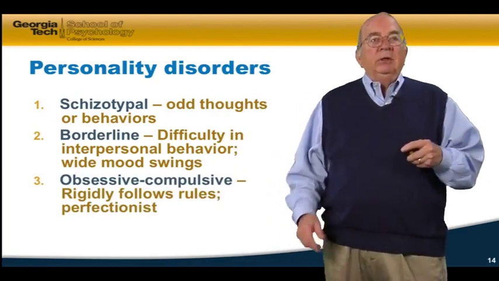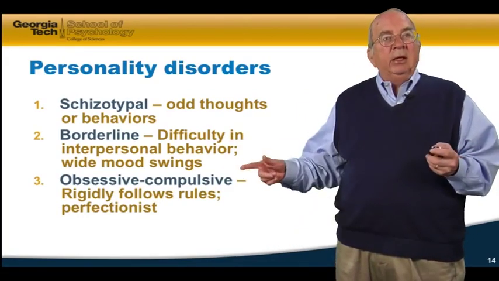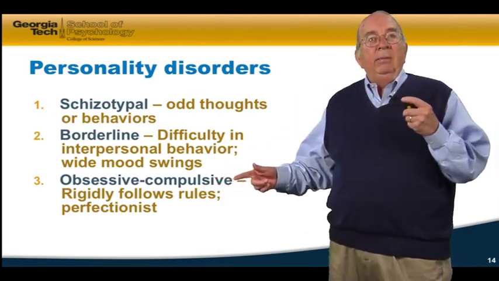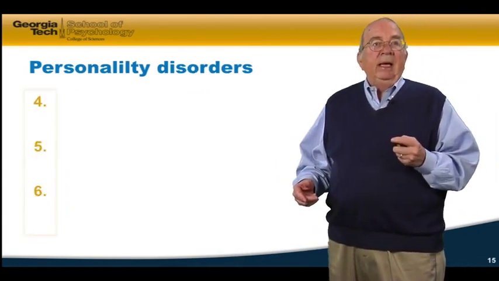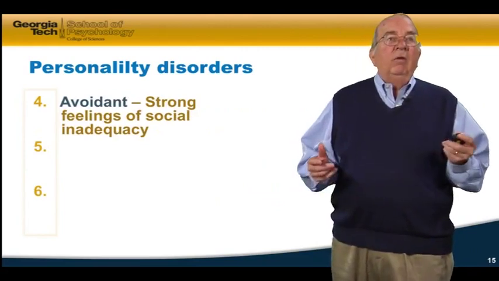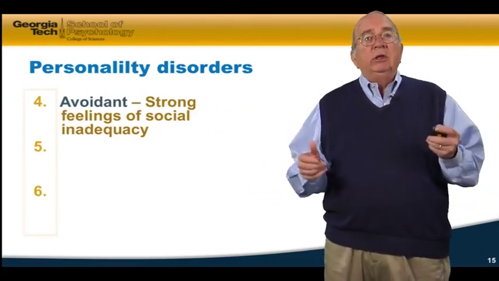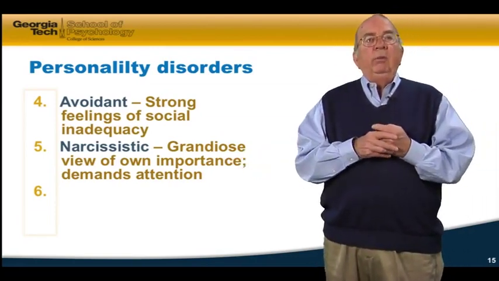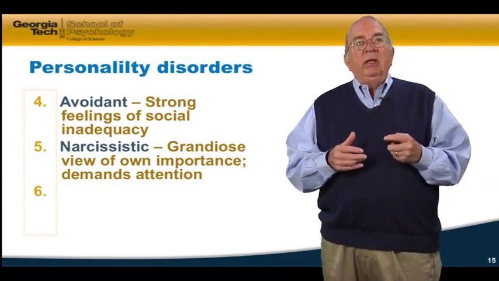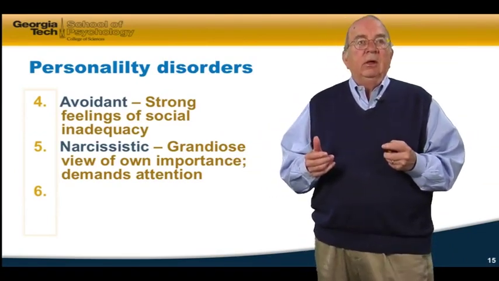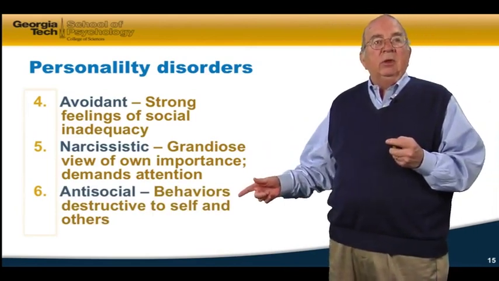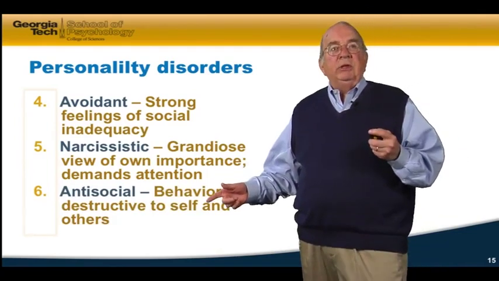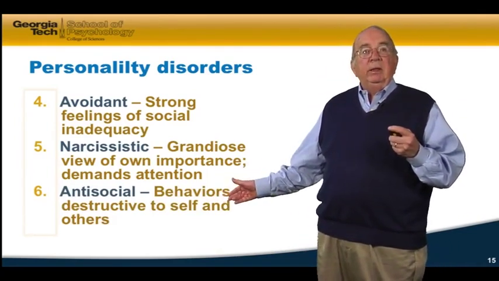Obsessive compulsive, a person is a perfectionist, they follow rigid rules. It doesn't lead to the level of an anxiety disorder, but it does characterize thought and behavior patterns. And the fourth is avoidant, which is a strong feeling of social inadequacy, so you avoid social situations. The fifth is narcissistic, which is grandiose views of our own importance. They demand attention and are very bothered by criticism. And then the last one is antisocial, where behaviors are destructive to the self and to others. Antisocial personality disorders are important because they tend to predict criminal activity.